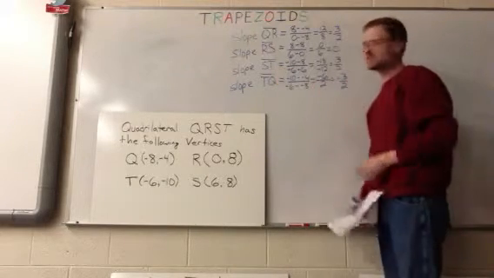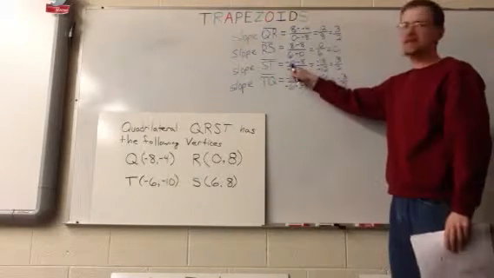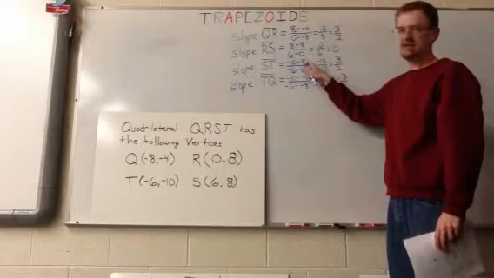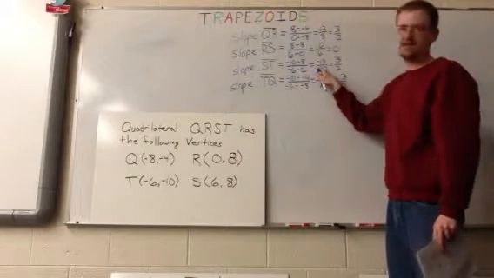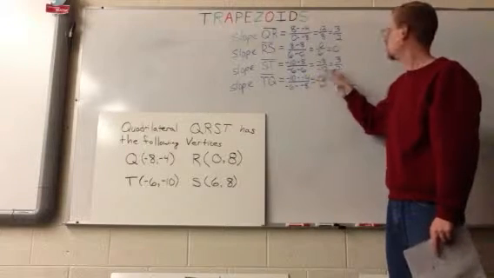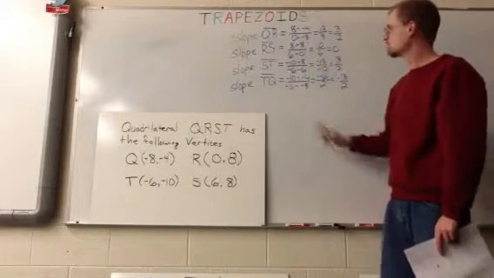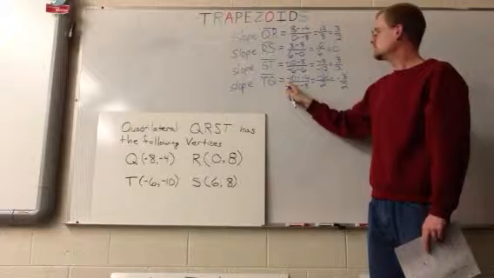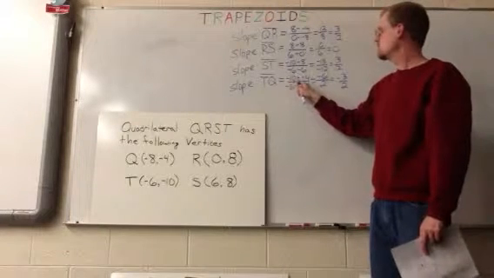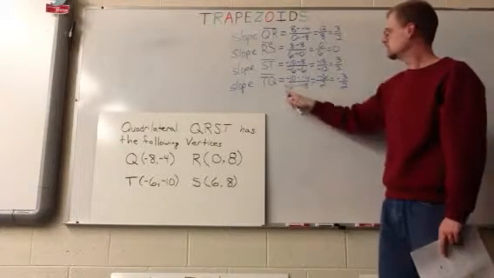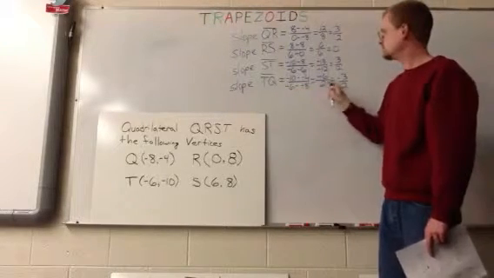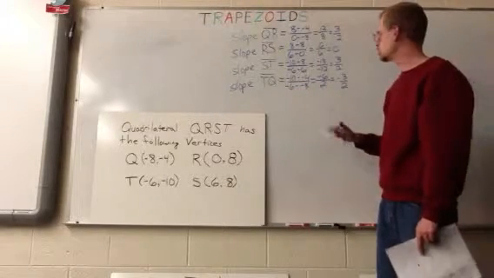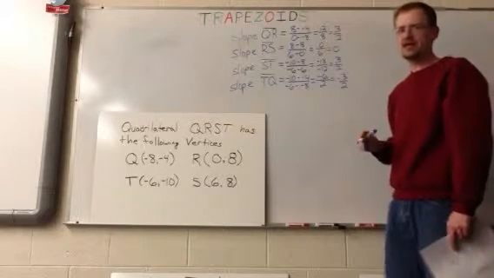Our slope of ST should have given us negative 10 minus 8 over negative 6 minus 6, which is negative 18 over negative 12. That's 3 halves. And TQ, negative 10 minus a negative 4 over negative 6 minus a negative 8, should have given us negative 6 over 2 or a negative 3 halves.